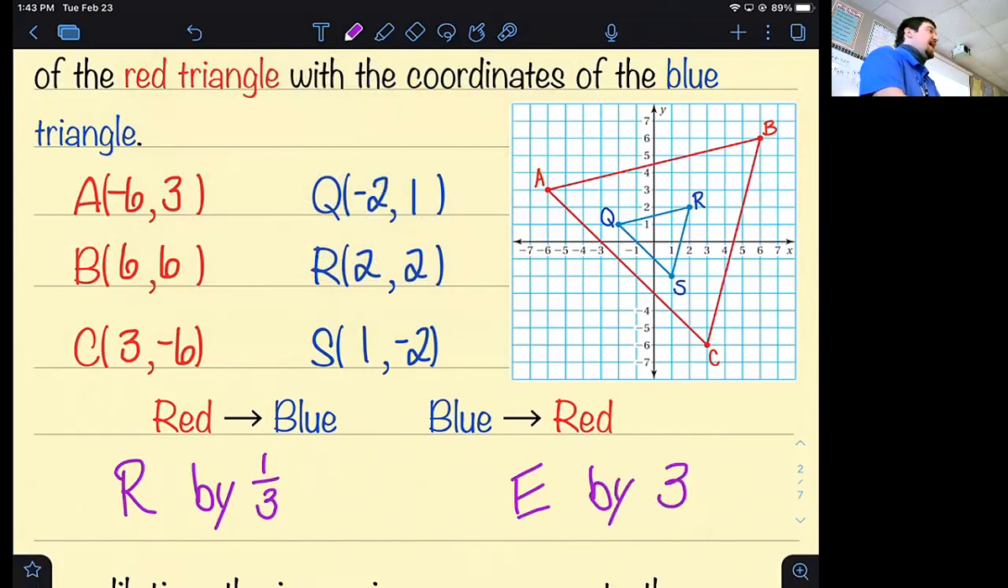We always think when we're dilating a shape in terms of multiplying. What did we multiply the coordinates by? Don't think divide, think multiply.